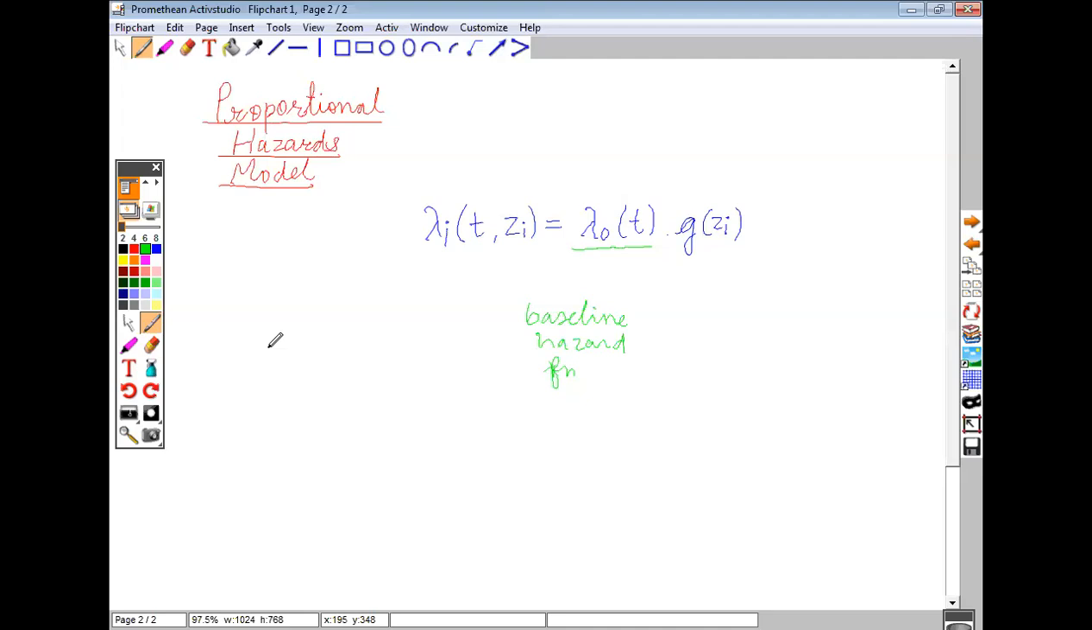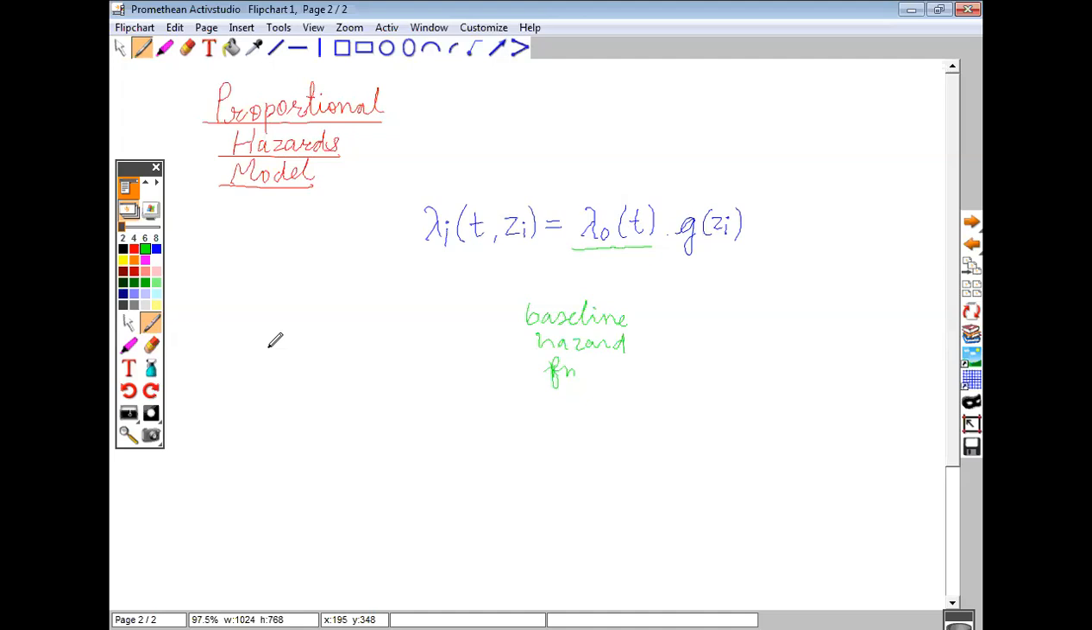Again, I do not have t in the bracket there, so that in itself is independent of time. My g of zi will be the same for a particular individual throughout all times. And my lambda 0 of t, the baseline hazard function, will differ for each time, but it will be the same for all individuals. So if I were to plot these proportional hazard models, the graphs will always be in proportion with one another.